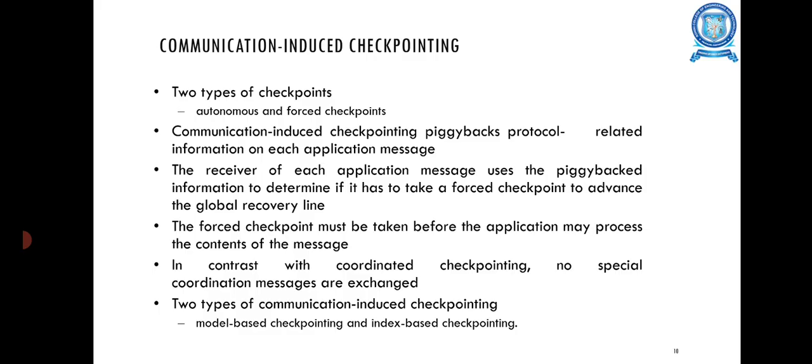Next, the communication induced checkpointing protocols piggyback protocol related information on each application message. The receiver of each application message uses the piggybacked information to determine if it has to take a forced checkpoint to advance the global recovery line. In contrast to coordinated checkpointing, no special coordination messages are exchanged. There are two types. The first one is model based checkpointing, then the second one is index based checkpointing.